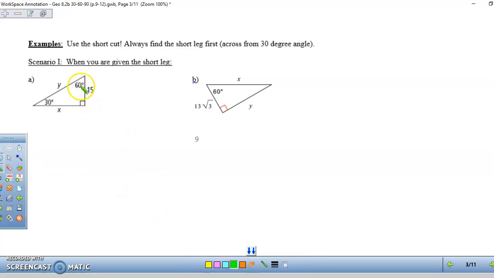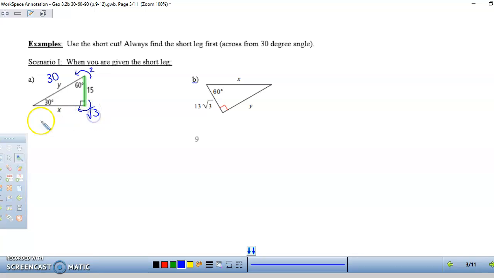Okay, so the short leg here in green is 15. Hypotenuse is going to be y, hypotenuse, so times 2. So I know y is going to be 30. Okay, and then going to the long leg is times root 3. So this is simply just 15 root 3. So notice I don't even have to calculate anything, which is nice. Okay, you can just use the shortcut whenever you see a 30, 60, 90.